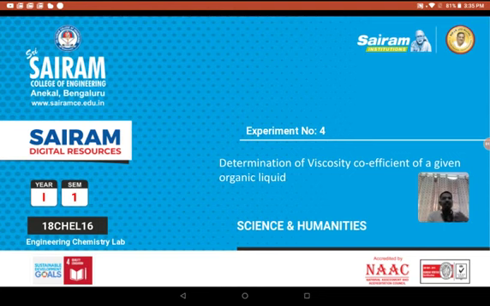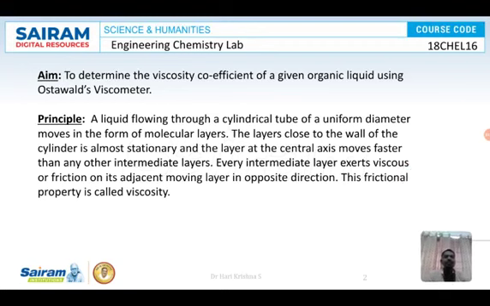When the liquid is coming out of the container, it comes out in the form of layers. So when it is coming, this is one layer, this is one layer. There will be friction between the layers. Due to the friction, the overall flow rate of the liquid will be reduced. Resistance will be offered to the flow rate, and that resistance offered to the rate of flow of liquid is called viscosity. So today, let us see how to determine the viscosity coefficient of a given organic liquid.